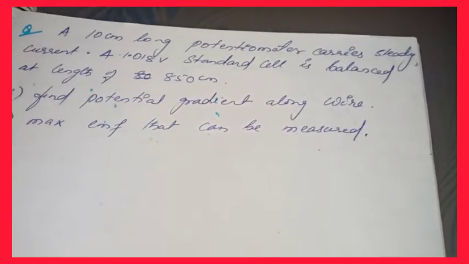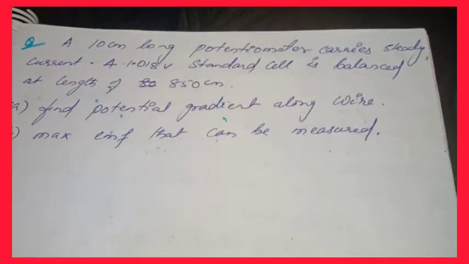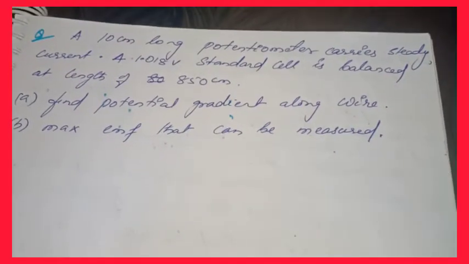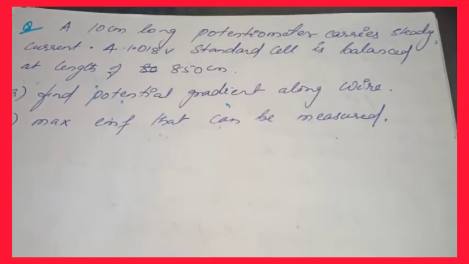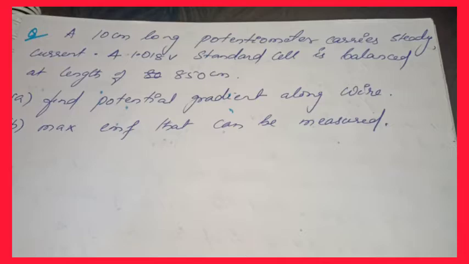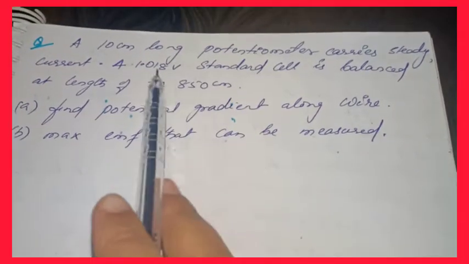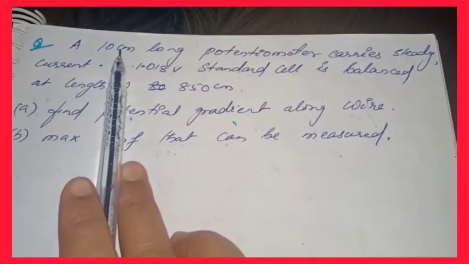Students, let us do the next question, which is on potentiometer. A 10 meter long potentiometer carries steady current. A 1.018 volt standard cell is balanced at a length of 850 cm. So the total length of the potentiometer is 10 meters. I'm sorry, I wrote it as centimeter.